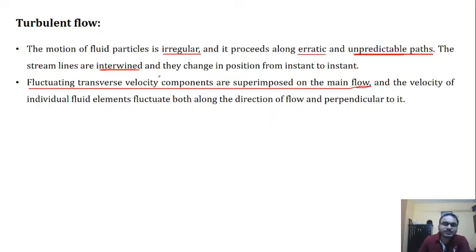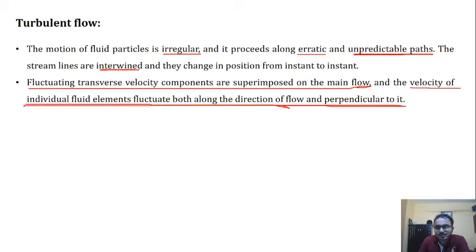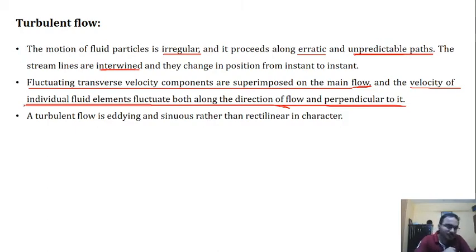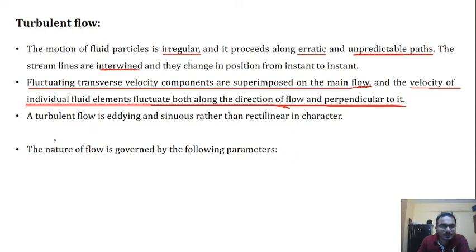So in the previous case there was no transverse velocity component, while in this case there will be fluctuating transverse velocity components, and the velocity of individual fluid particles fluctuates both in the direction of flow and perpendicular to it. So the velocity keeps on changing in this case. A turbulent flow is eddying and sinuous rather than rectilinear in character. Now this is all about laminar flow and turbulent flow. So this is the end of turbulent flow.